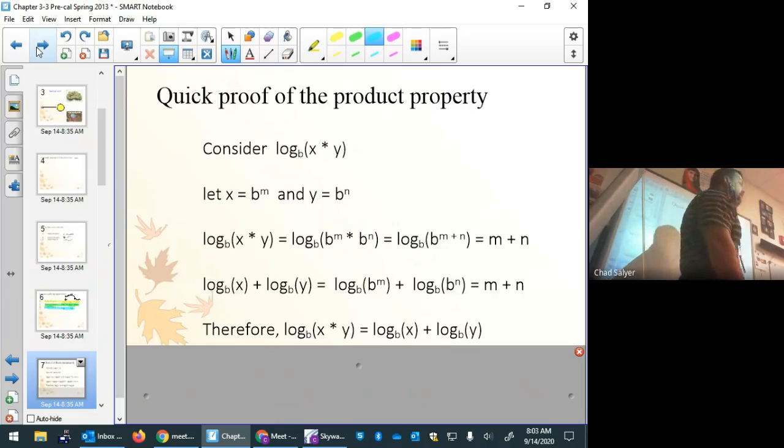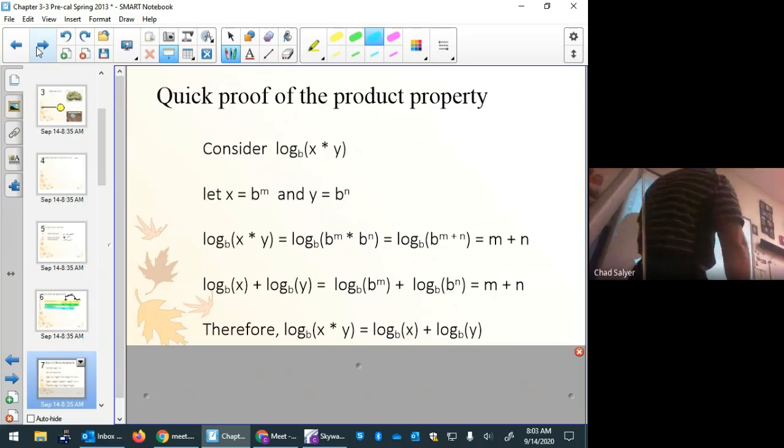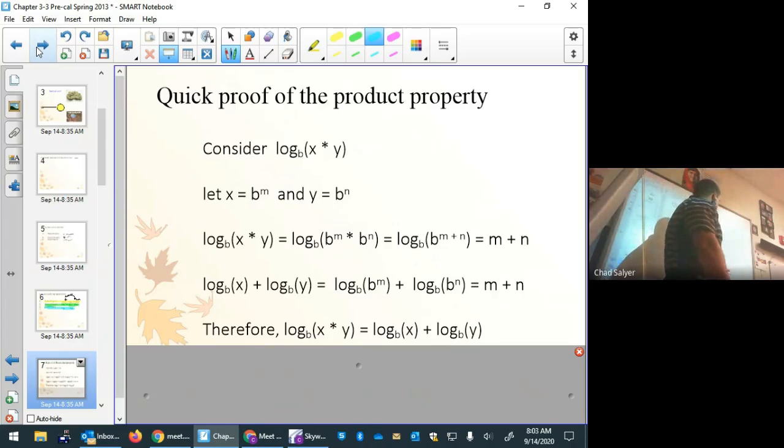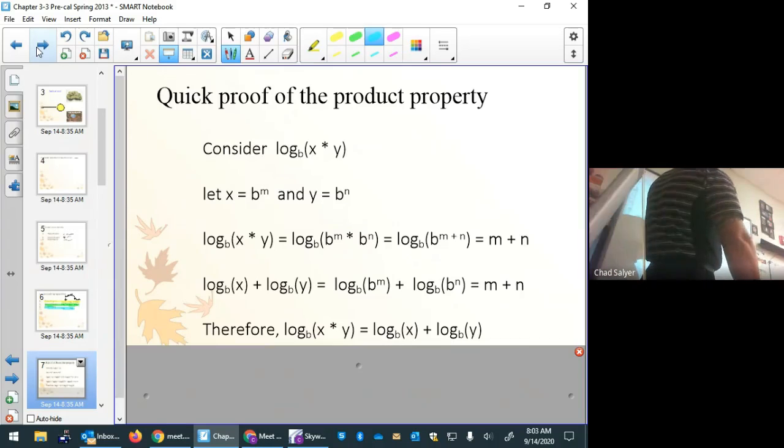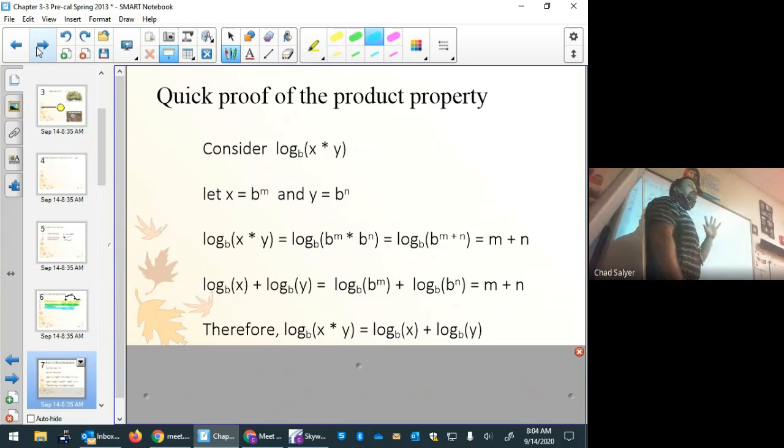And then you remember, what power do I put on b to get b to the m plus n power? Well, that's just m plus n. And so that is the log base b of x plus the log base b of y equals m plus n. So this is equal to this. And so you have the product property for logarithms. Again, nothing I would give you on a quiz or a test. I just wanted you to know how those two formulas were related.